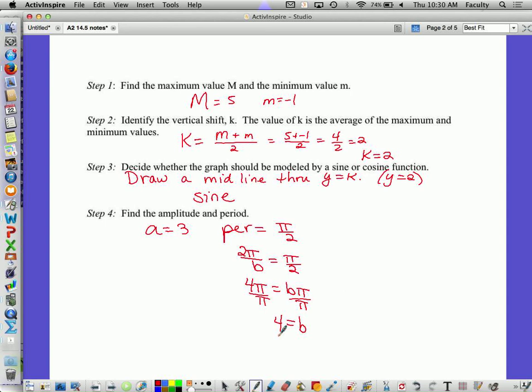Now I can write the equation. Y equals a sine b times the quantity x minus h plus k. Now h is 0. I'm not doing any left-right shifts here. So y equals 3 sine 4x plus 2, since it went up 2 and k was 2.